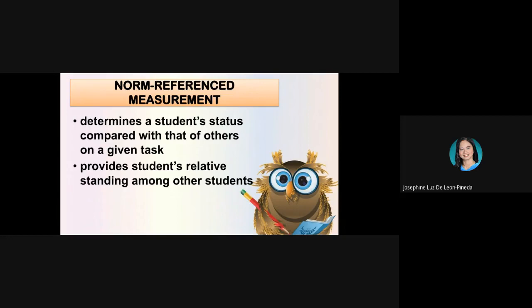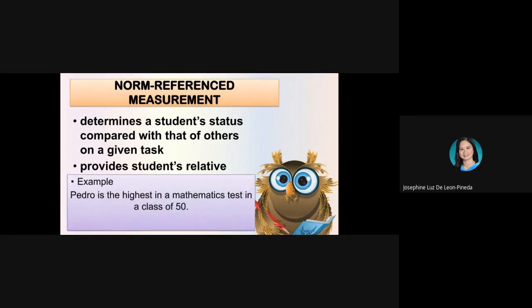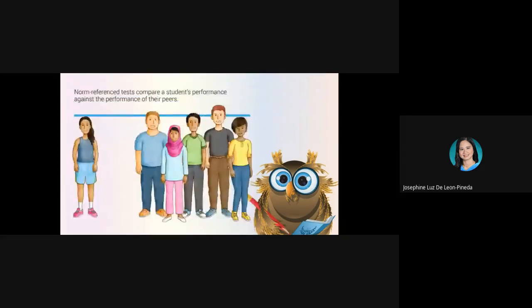So, then an example is given here. Example, Pedro is the highest in the mathematics test in a class of 50. So here you will see there is already a comparison. No? Kino-compare yung performance ni Pedro with that of the performance of the students in a class of 50. So, sinasabi dyan, Pedro is the highest. So, kinompare siya. Hindi mo kasi masasabing highest siya without comparing it with the others. Okay? I hope that is clear. So again, norm reference test compares the student's performance against the performance of their peers.